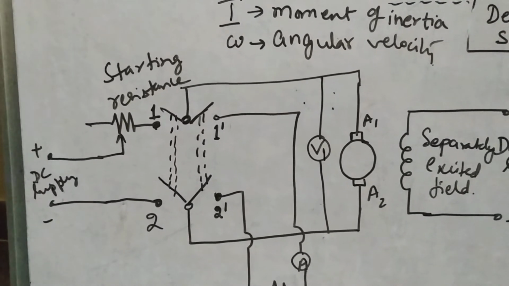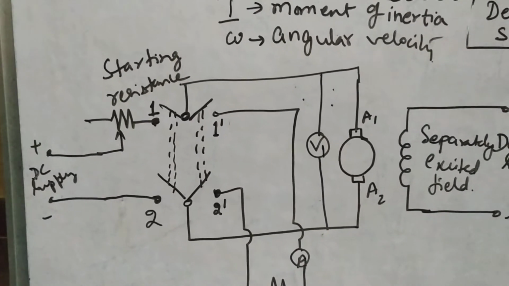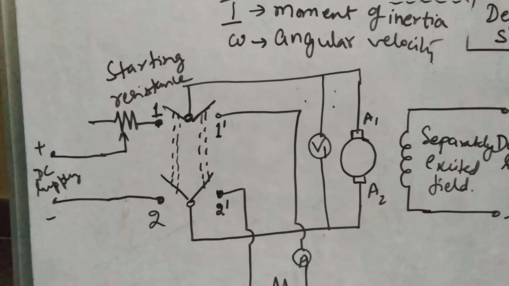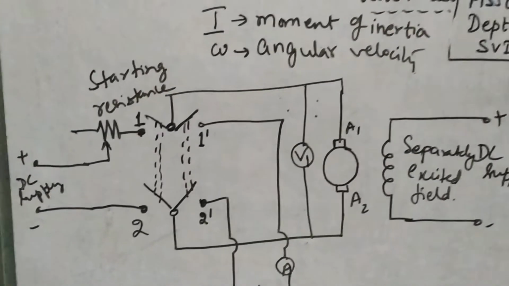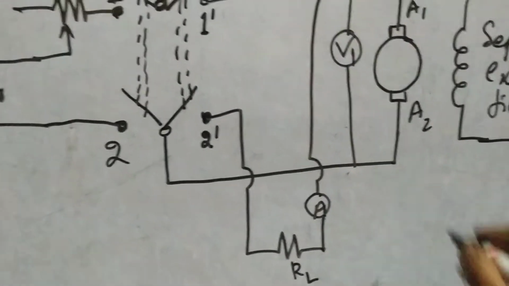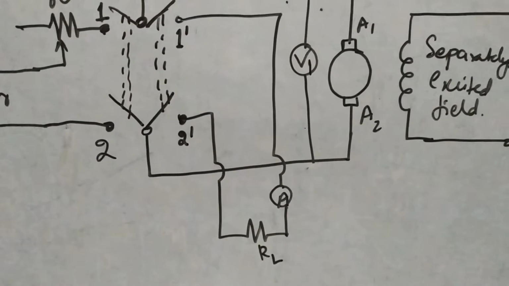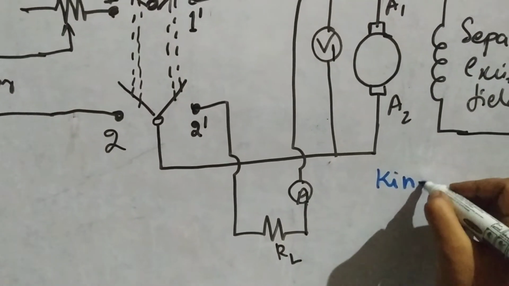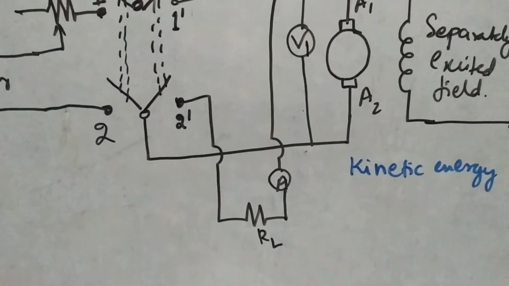So we are going to provide some loss. What is that loss? It is the constant loss. So the armature will be rotating with a certain inertia, which we will consider as I, and omega as the angular velocity. So what will be the kinetic energy obtained by the armature? Let me write down the kinetic energy of armature.